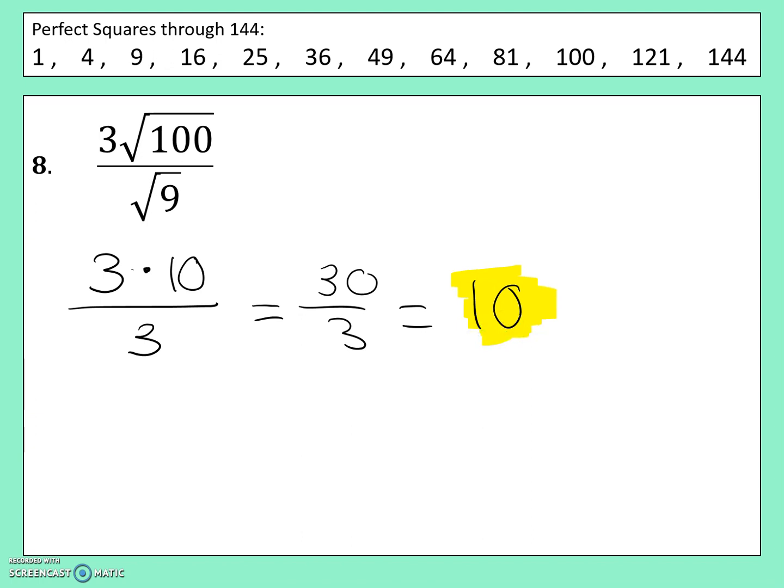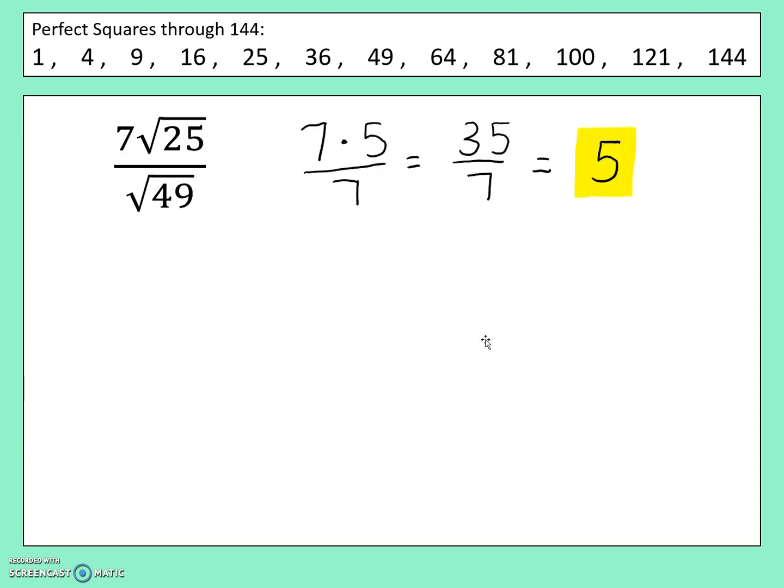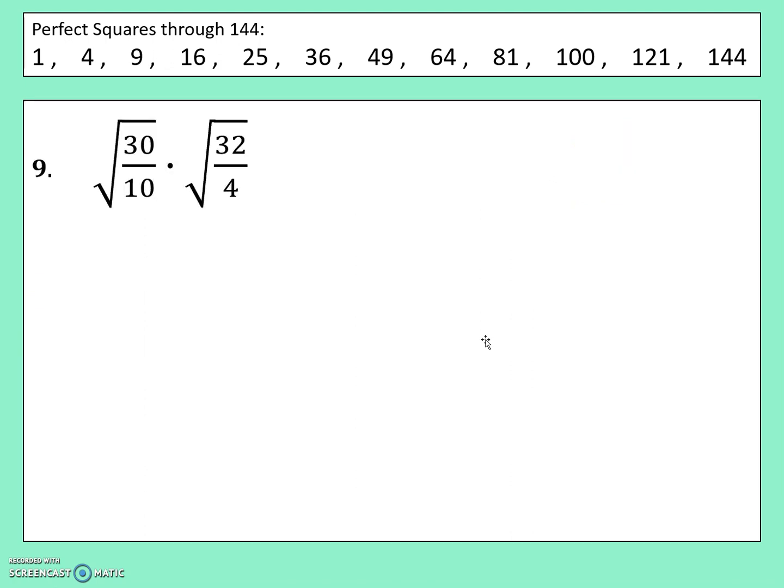All right, go ahead and try the next one. It should be pretty similar. All right, moving on to number 9. Now we see big radicals with fractions underneath. Now my advice is simplify the fractions before doing anything. So 30 over 10 becomes 3, so this becomes radical 3. 32 over 4 becomes 8, so that becomes radical 8.